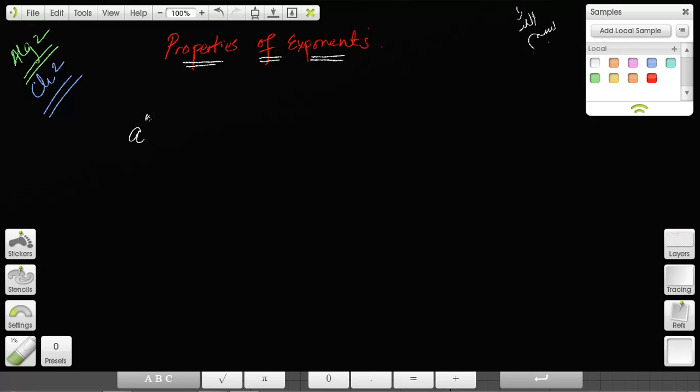For example, a to the m times a to the n, as you know, is a to the m plus n, right? Now these properties are given names, so we're going to learn the names of these. This is the product of powers. So this property is called the product of powers property. That's the name of the property.